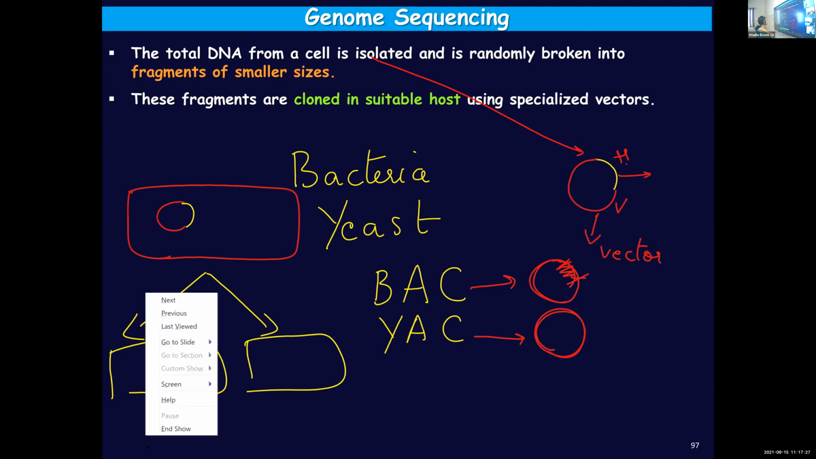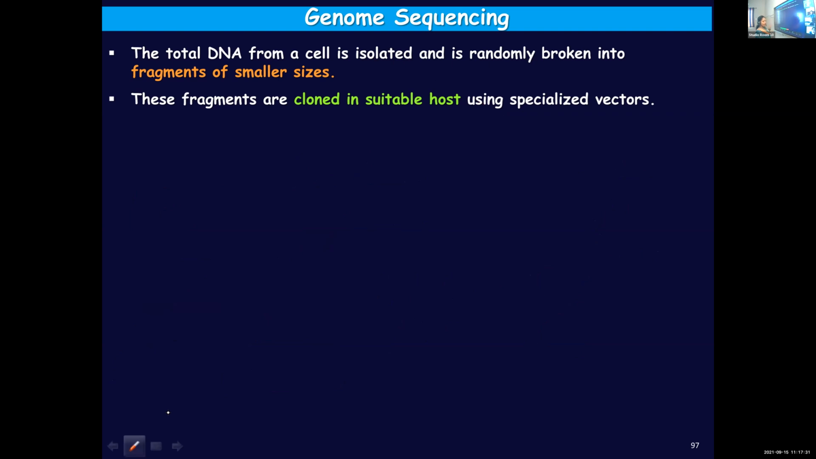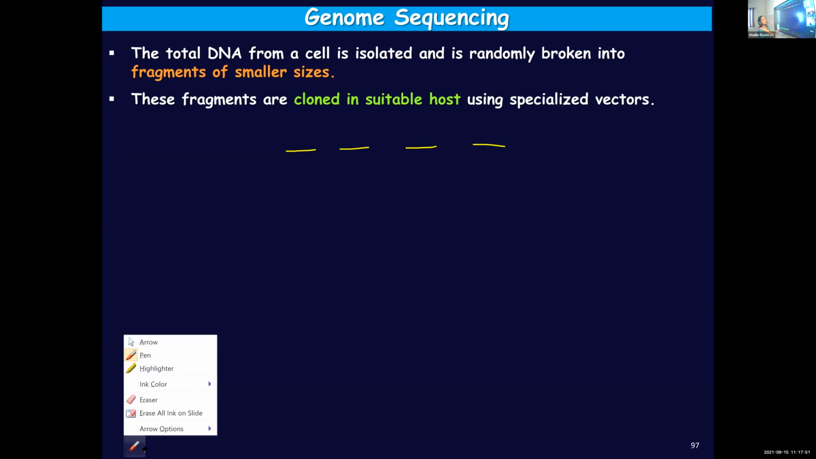Did you understand, children? I'll repeat again. First of all, to begin the process, the entire DNA is isolated from the cell. And then with the help of enzymes, it is broken down into smaller fragments. Then we need to make multiple copies of each fragment to make the sequencing process easier.